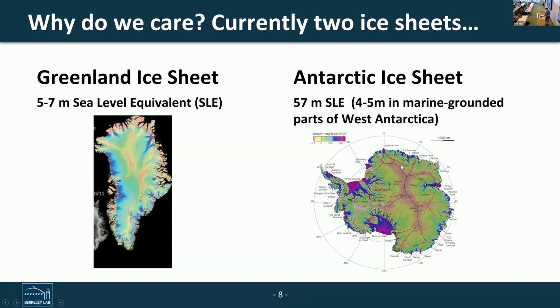Antarctica is divided into east and west sectors. This is the Western Hemisphere, this is West Antarctica, and this is East Antarctica. So when we talk about West Antarctica and East Antarctica, that's what we mean.